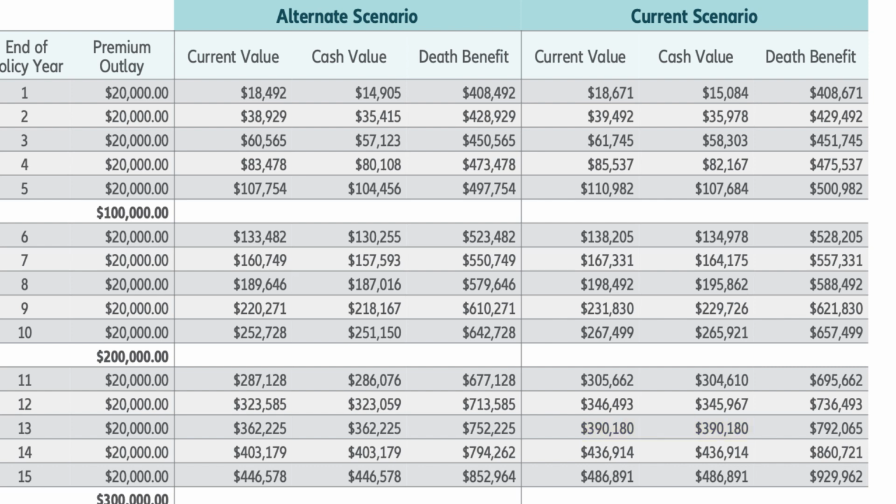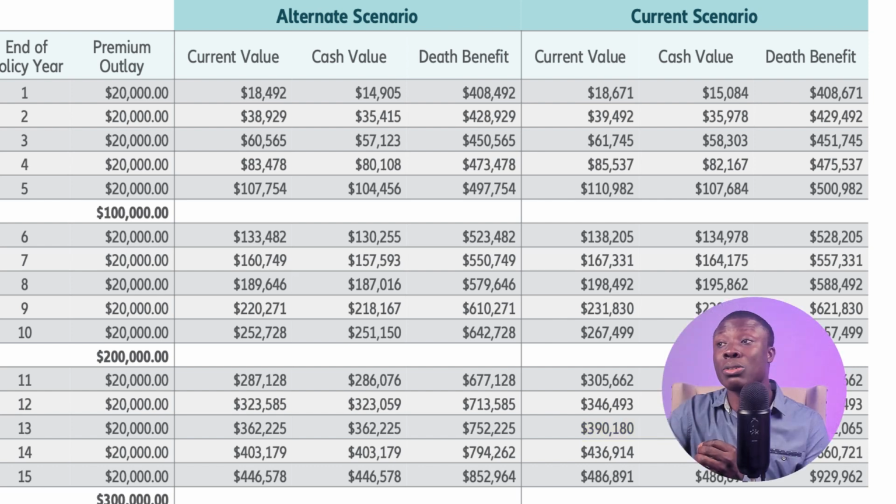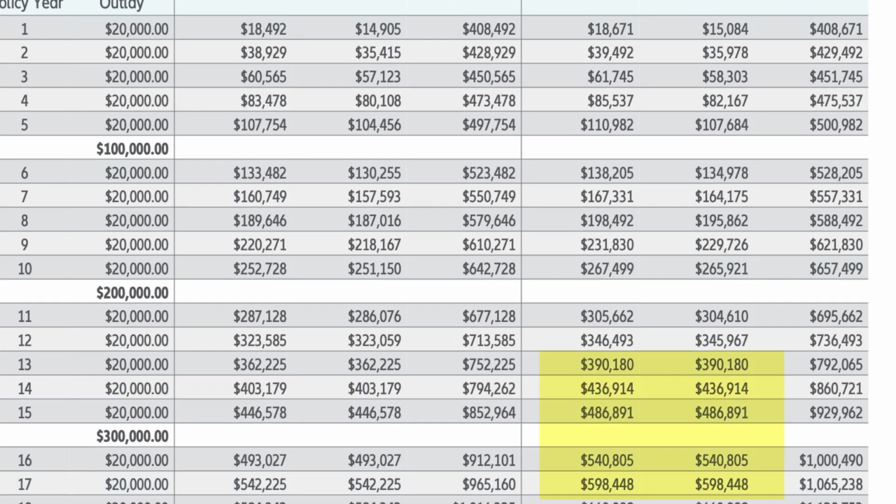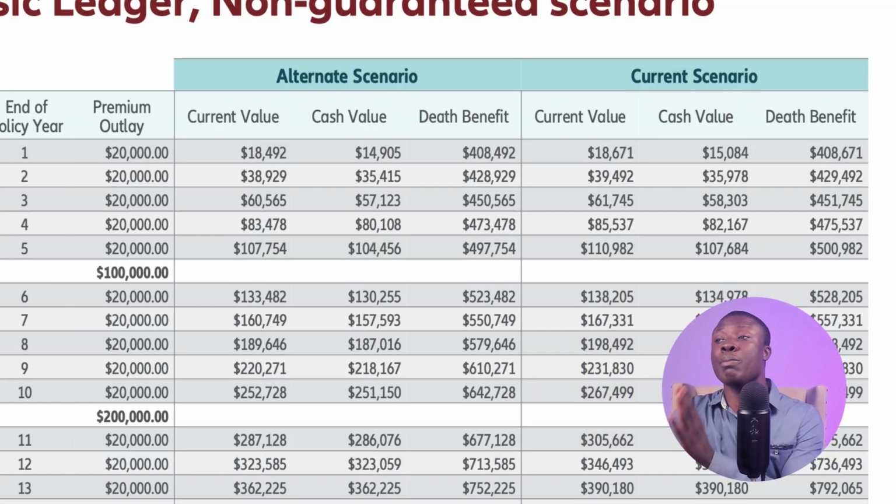If the design is very good, then the difference between these two is not that big. When you see a huge difference or even zero cash value here, you know the design is not good. But here you can see that by year 13, these two numbers become the same. And from that point forward, they are always going to be the same. That's the difference between these two columns, the current value, or accumulation value, and the cash value.